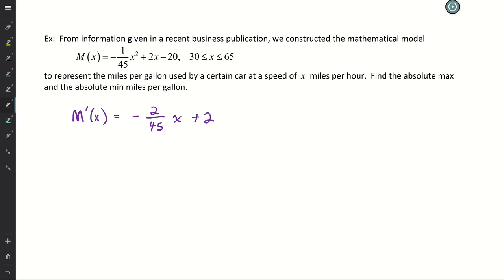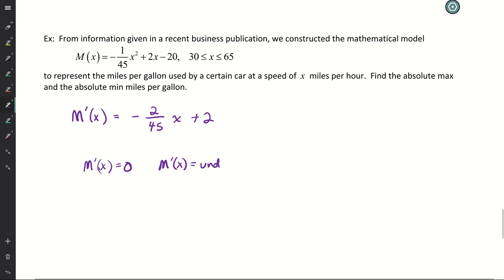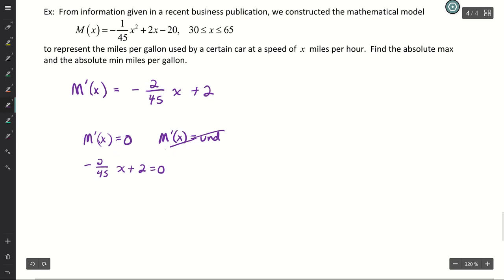All right. And then from here, I want to find the critical numbers. Critical numbers would be where the derivative is either 0 or where the derivative is undefined. This is actually a polynomial function, even though we have that fraction negative 2 over 45 in the front. The x is to a nice pretty power, so undefined is out. So we're basically just setting negative 2 over 45x plus 2 equal to 0 and solving that.